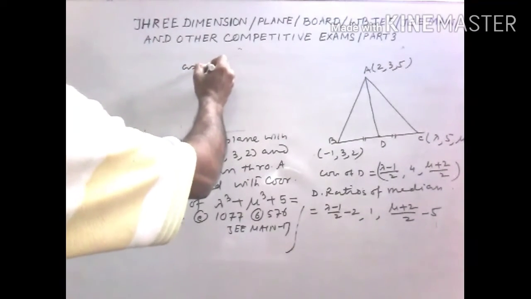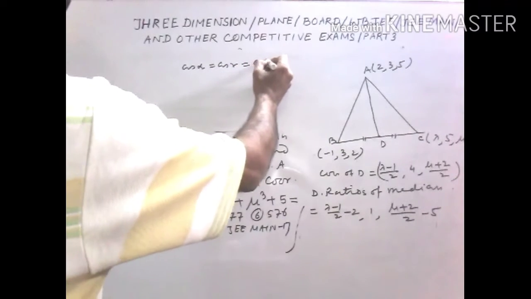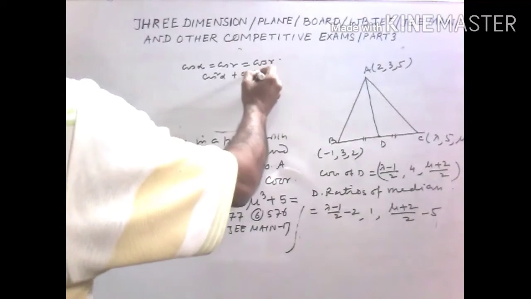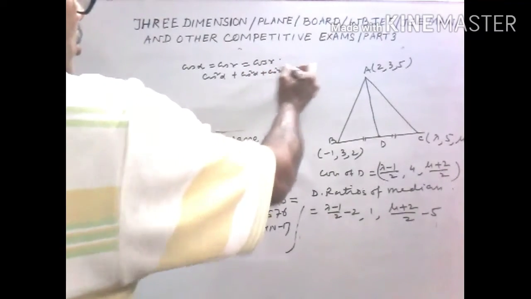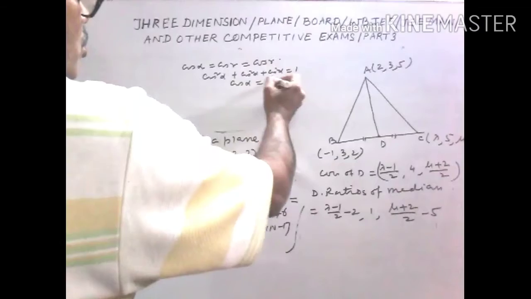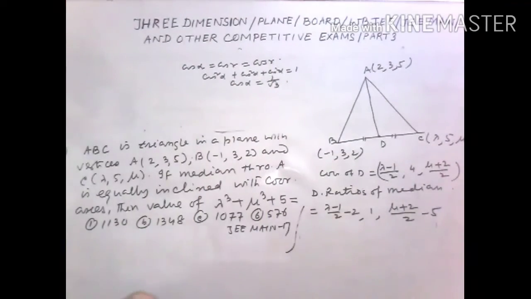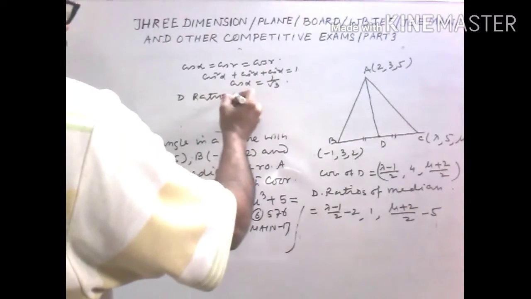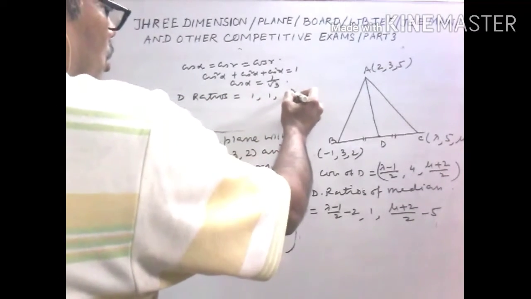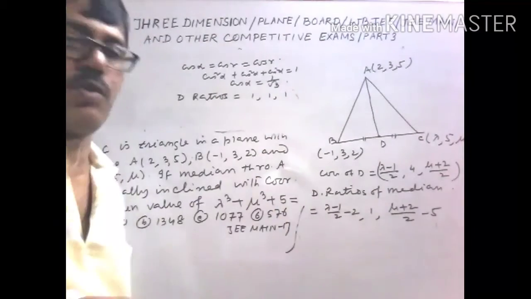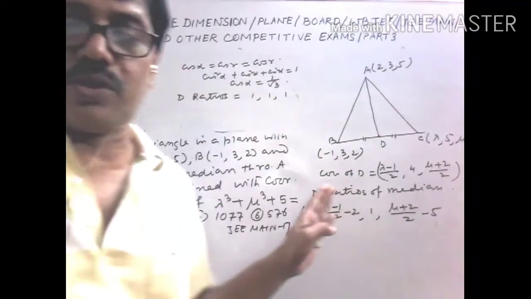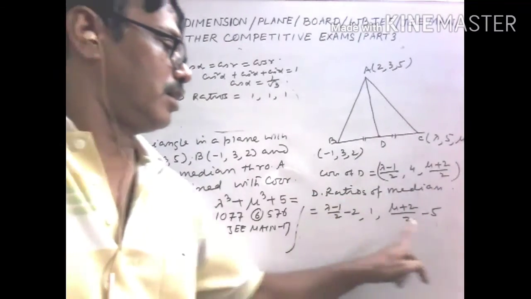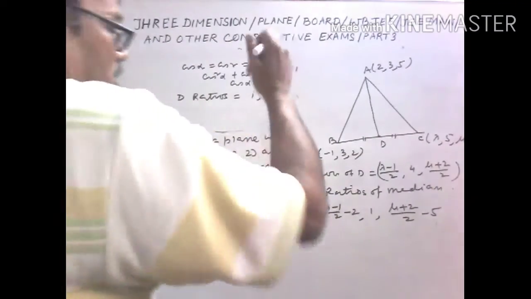If a line makes equal angles with the coordinate axes, then cos alpha equals cos beta equals cos gamma. So cos square alpha plus cos square alpha plus cos square alpha equals 1. So cos alpha equals 1 by root 3. Taking the positive one, the direction cosines are 1 by root 3, 1 by root 3, 1 by root 3. So the direction ratios of the median are equal to this.